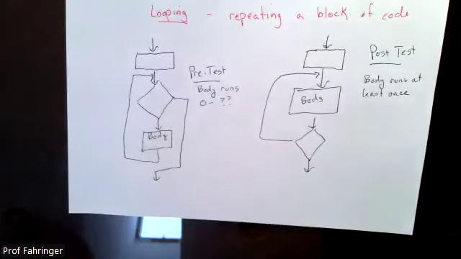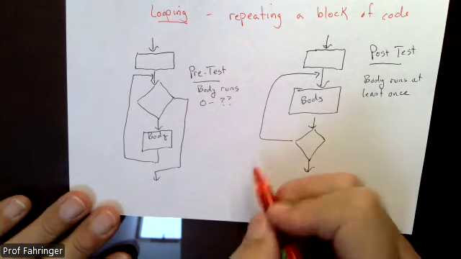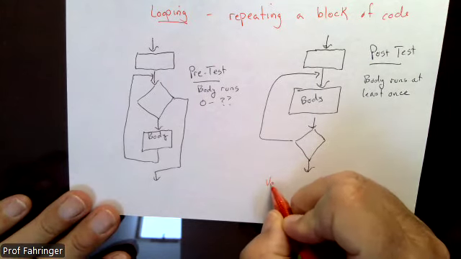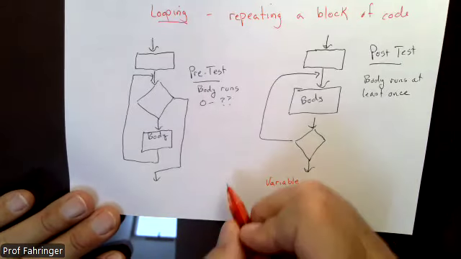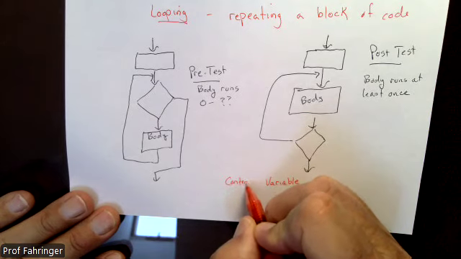All right. How do I control this? Well, there's a way to control this loop. And what we're going to use is a variable to do that. We're going to use a variable to control the loop.